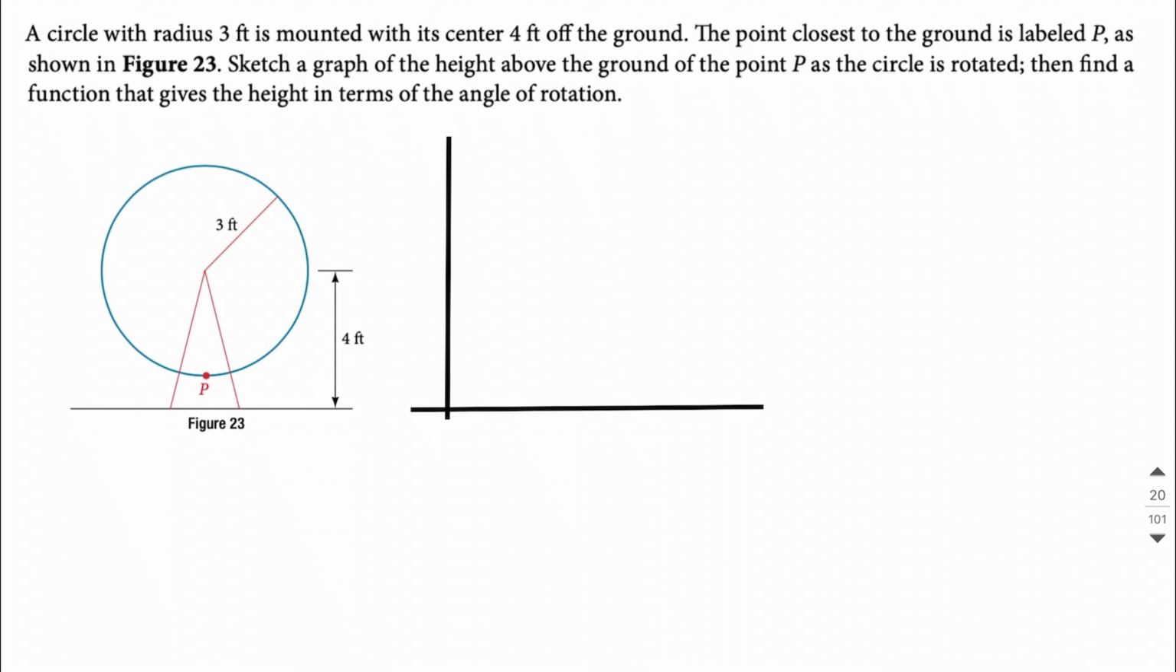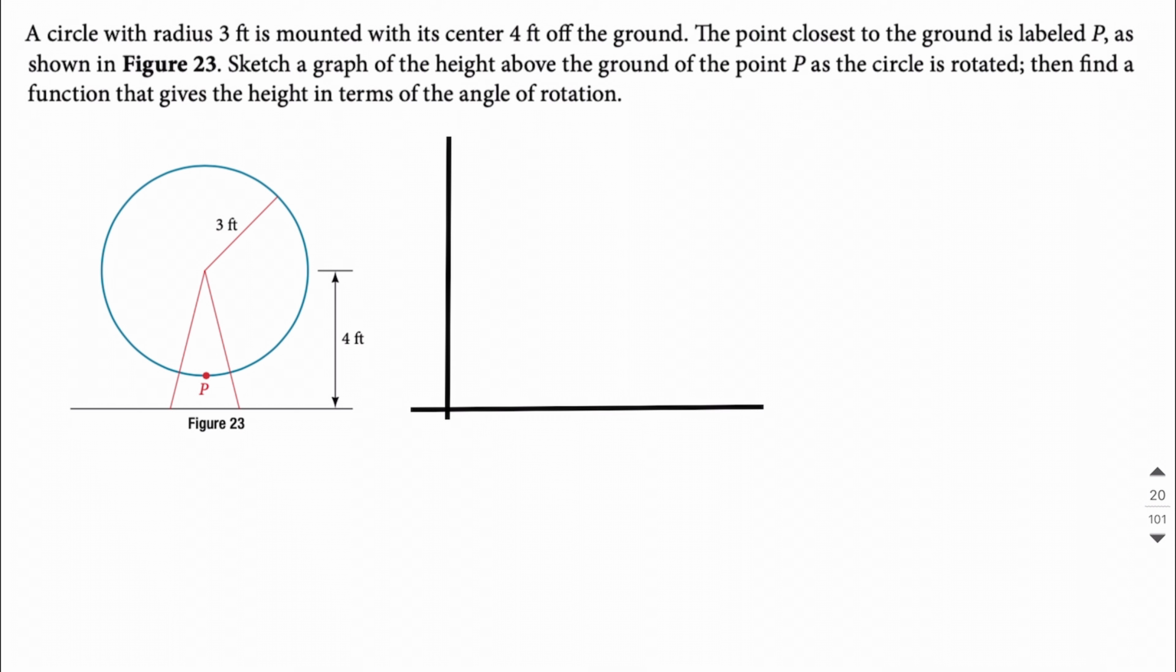Okay, so we're given a circle with a radius of 3 feet. We're told that it's centered 4 feet off of the ground, and we're going to track around. P is going to be our starting point, and we're going to track it as the circle is rotated all the way around, at least for one period, or one time around the circle. Our goal is basically to come up with some function that represents this situation.